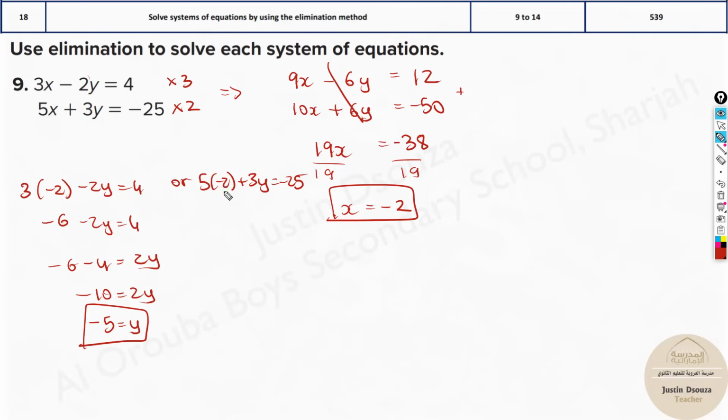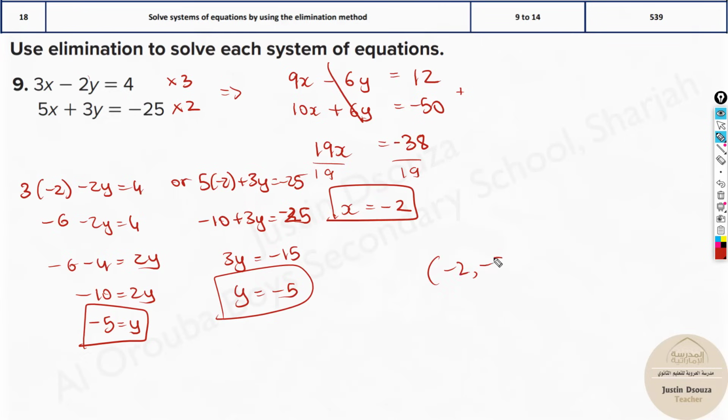Now here also we need to get the same answer. Let's do it. It'll be negative 10 plus 3y equals negative 25. And take this to the other side. It's going to be 3y equals minus 25 plus 10 is negative 15. Divide both the sides by 3. You will have negative 5. It's the same answer, you can see. So this is how we basically solve. The solution is minus 2 comma minus 5. We always write x comma y, x first and y next.